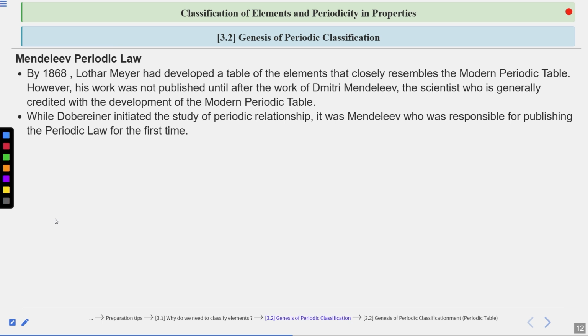But the point is that Mendeleev was given a much better credit both for the modern periodic table as well as the periodic law. We will see his periodic law and also the periodic table that he put forth for explaining all of the elements.